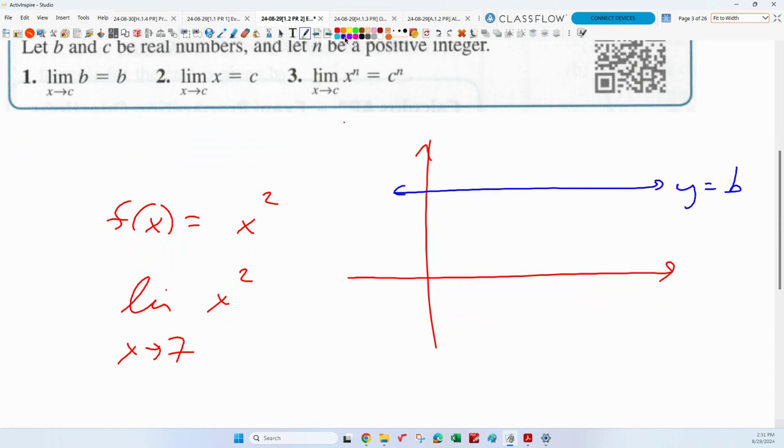So as x approaches any value, we'll call that c, where does the ant anticipate stepping? At what y value?